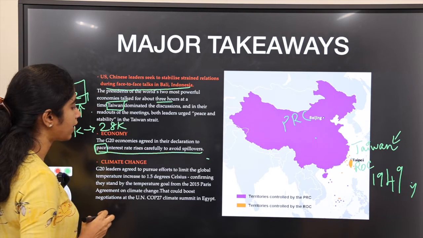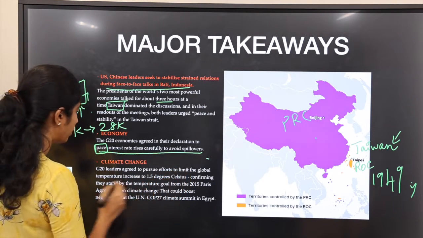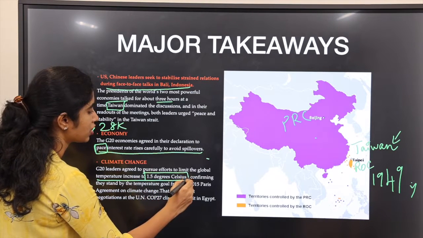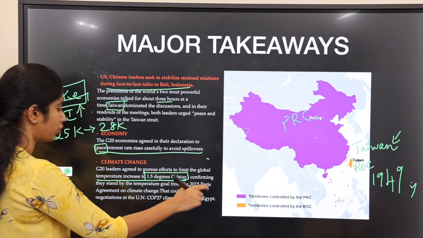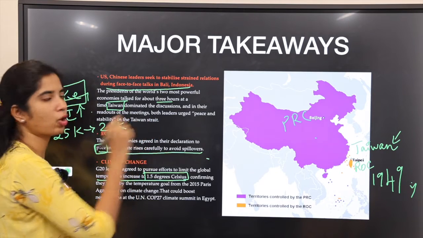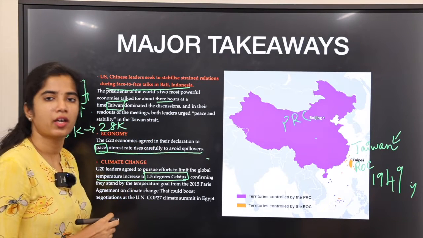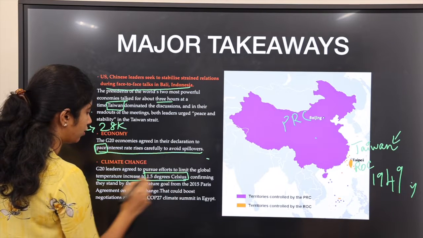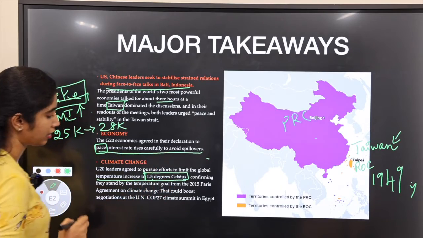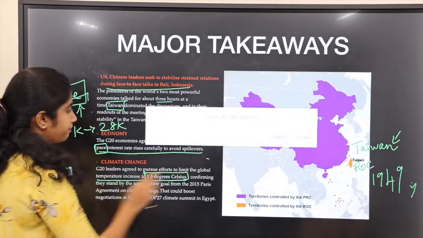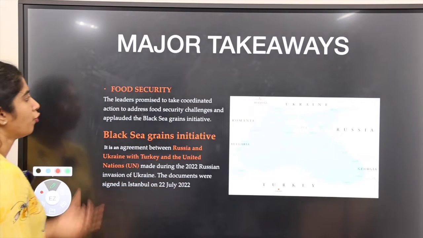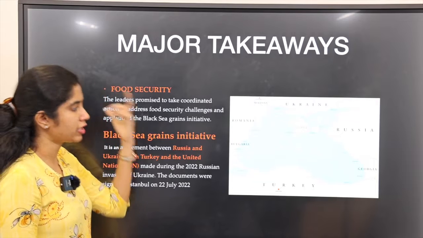Next, G20 leaders agreed to pursue efforts to limit the global temperature increase to 1.5 degrees Celsius. This was already confirmed in the 2015 Paris Agreement, but reconfirmation on this global platform will make every country stick to that plan of limiting the global temperature rise to 1.5 degrees Celsius. Next, food security. We already spoke about this.